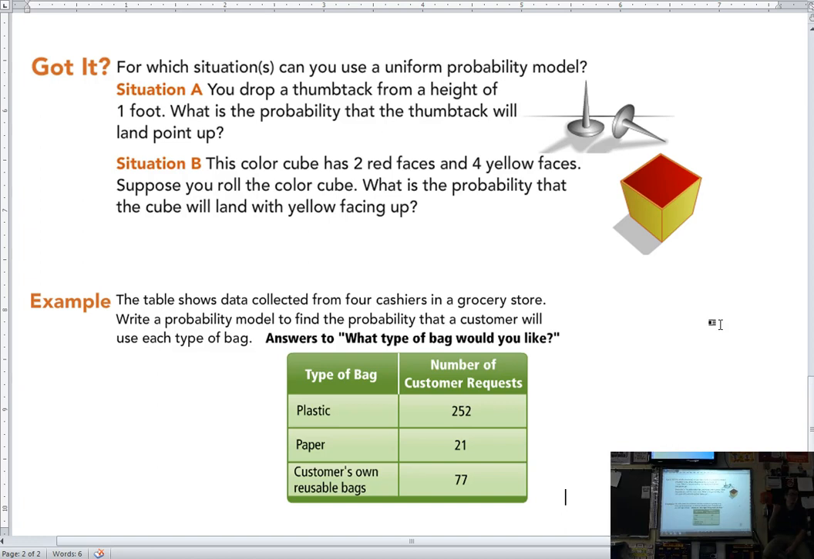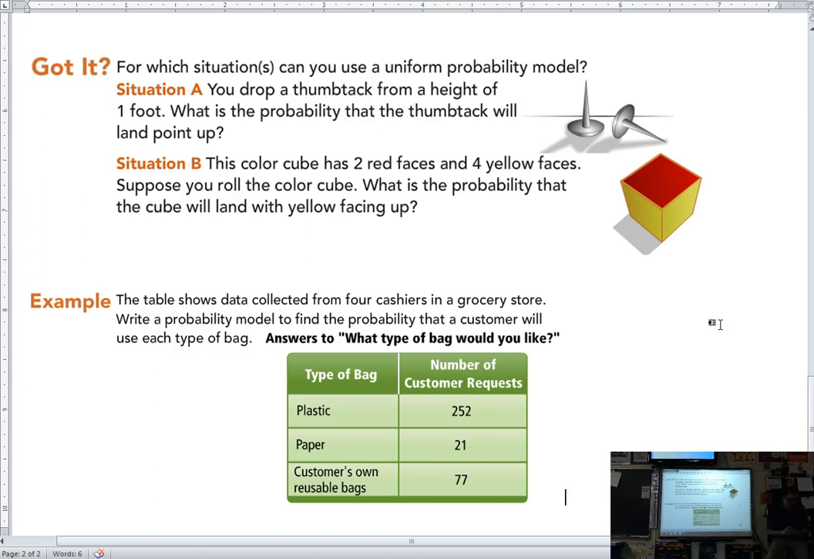Why could we use a probability model on part B, on situation B? Or did we talk much about this yet? It was right at the end. Did we cover the bags? Nope. Yeah, you guys ended up running away here. Why were we able to use one with this? Honestly, because there's an even chance of each side falling.